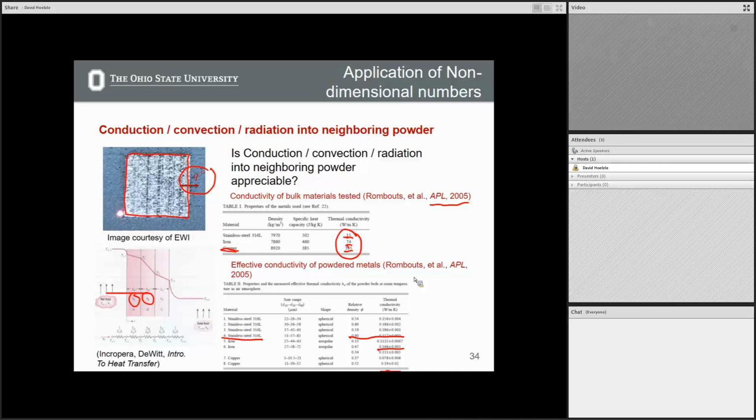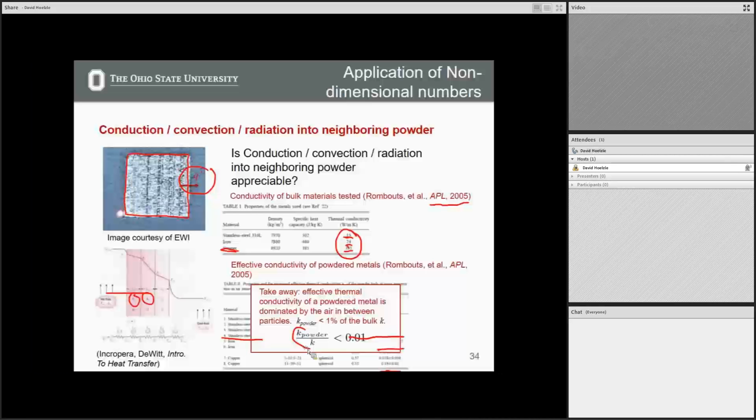And then the other thing is that if we take the ratio of the thermal conductivity of the powder to the thermal conductivity of the bulk, it's less than 0.1 or 0.01. And so the main message is that we can pretty safely neglect thermal conductivity into the surrounding powder. Right? It's less than 1% of the equation, essentially.